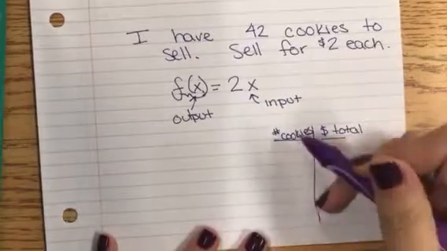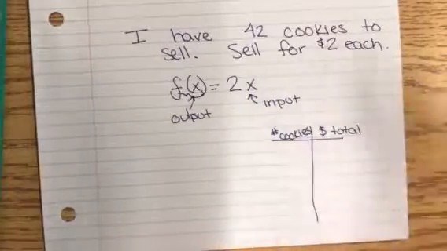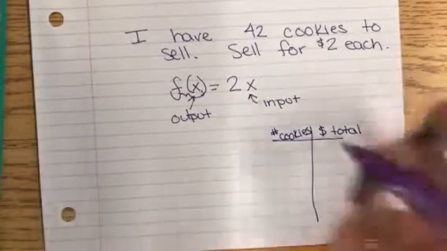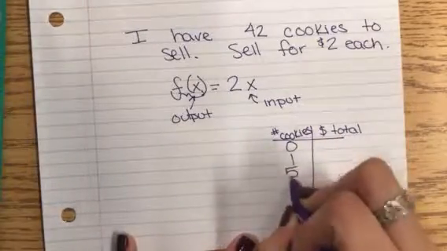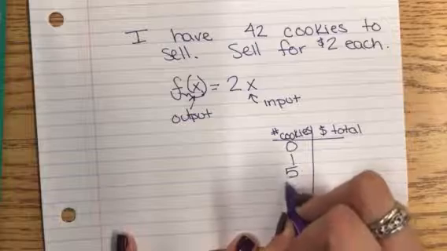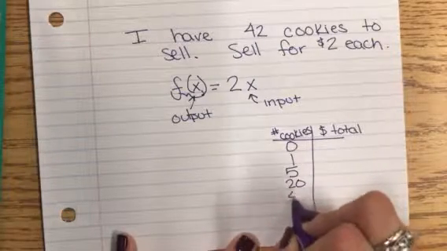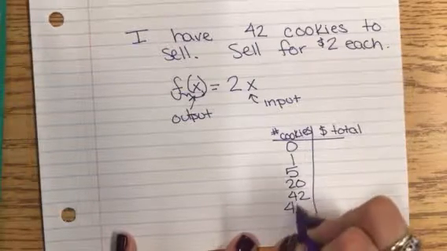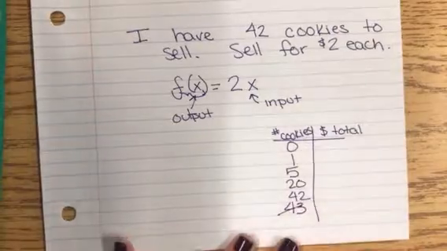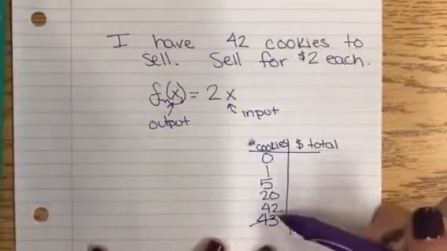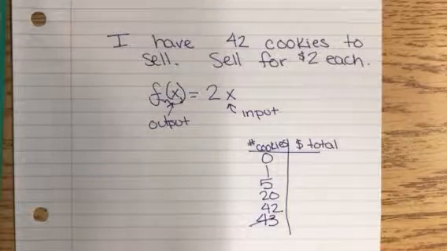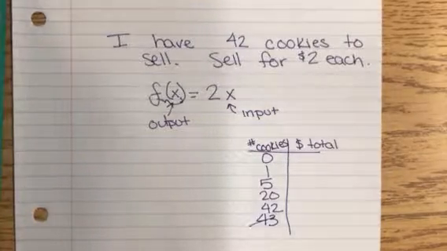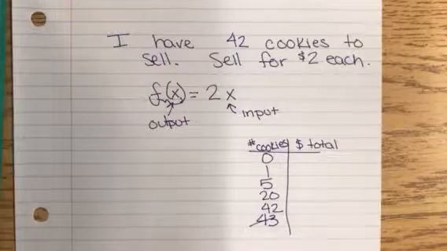Anything that I can put in as my x value is going to count as my domain. I can sell 0 cookies, I can sell 1 cookie, I can sell 5 cookies, I can sell 20 cookies, I can sell 42 cookies, but I can't sell 43 cookies, because I only have 42 cookies to sell. I can't sell -1 cookie because that just doesn't make sense.